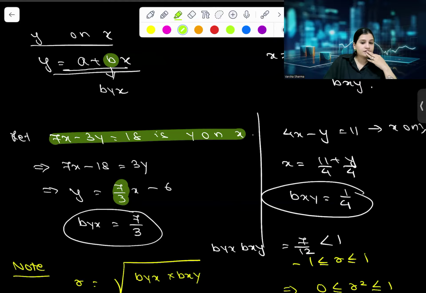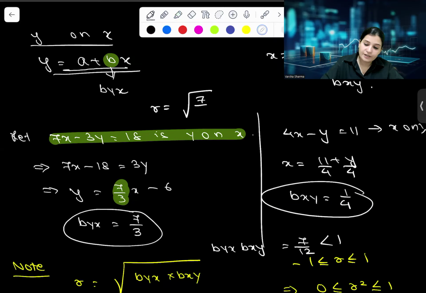Understood? If it would have come out to be more than 1, this would have been x on y and the second line would have been y on x. We would have solved it. All of you understood? Yes, ma'am. And here, if they would have asked us to find r, it will be root over 7 by 12 and positive because both of them are positive. So what is the value of r? 0.763. Understood? Yes, ma'am.